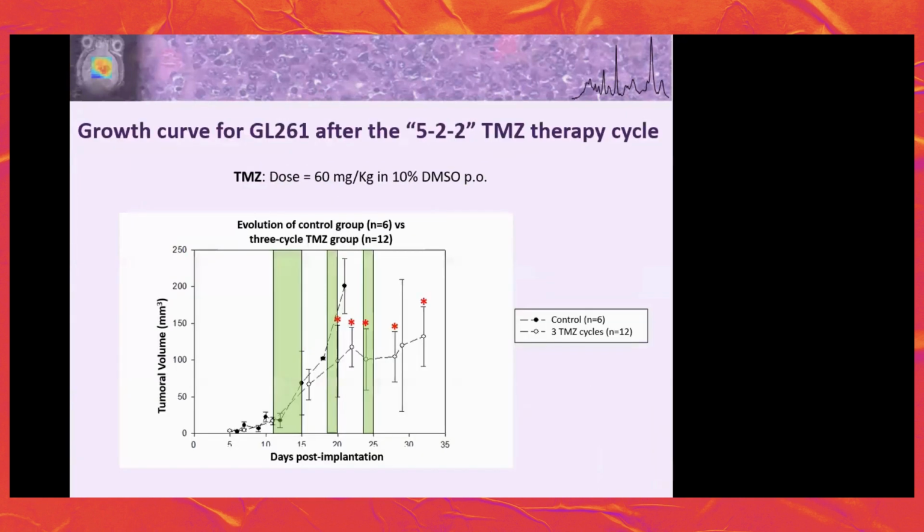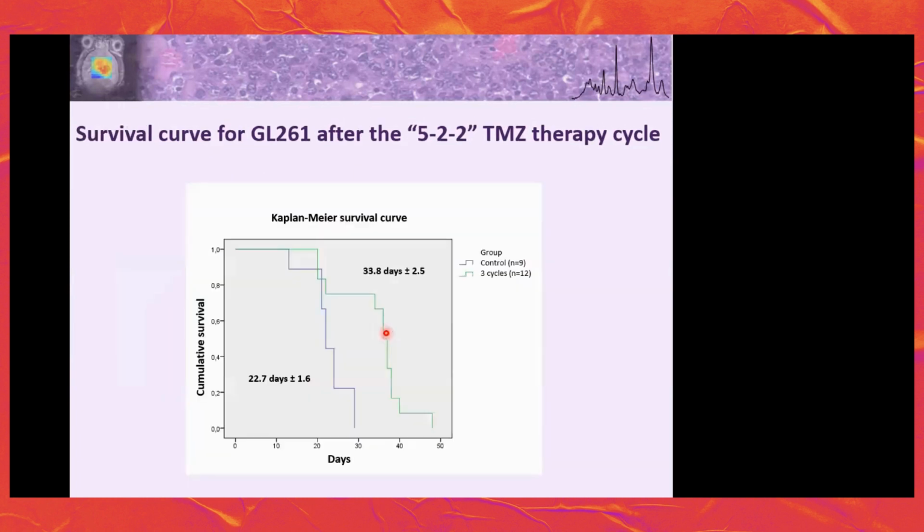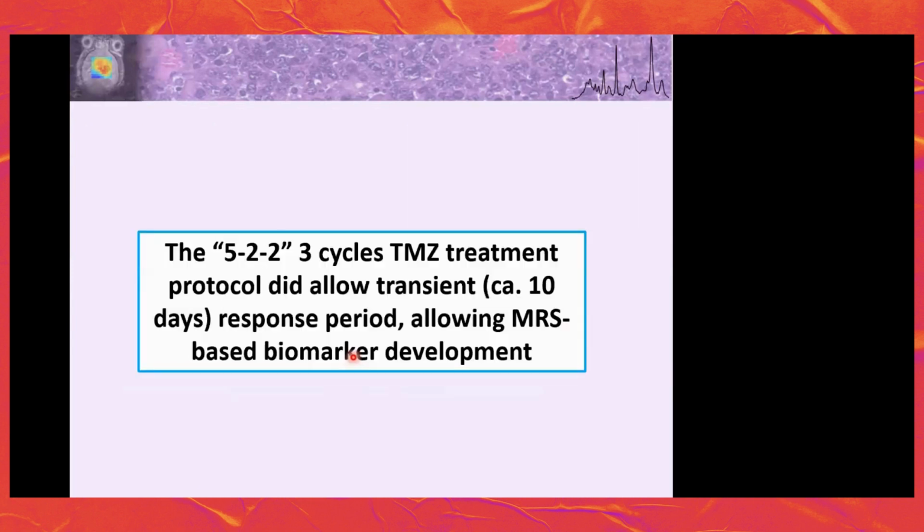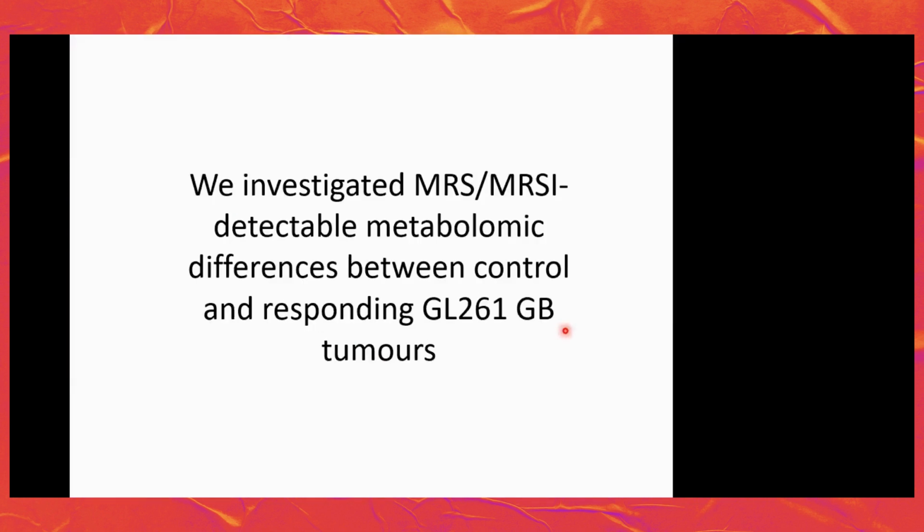And this did produce, with respect to control tumors, transient tumor growth arrest with significant differences for tumor volume, which by this bought us time, about 10 weeks of time in the Kaplan-Meier survival curve for developing biomarkers, which were MRS-based biomarkers in our case.